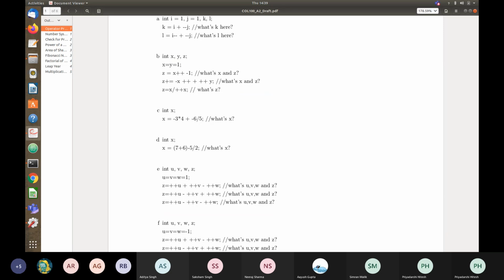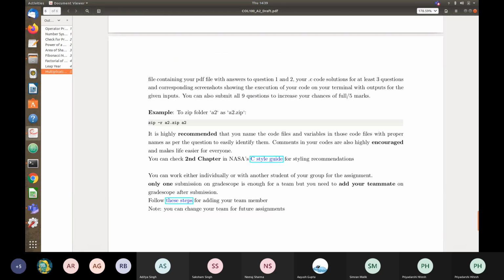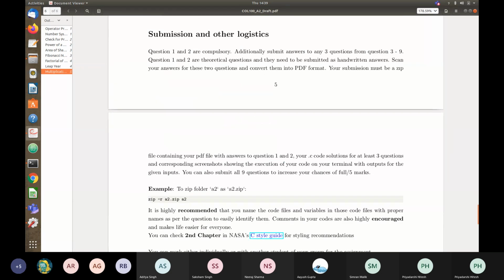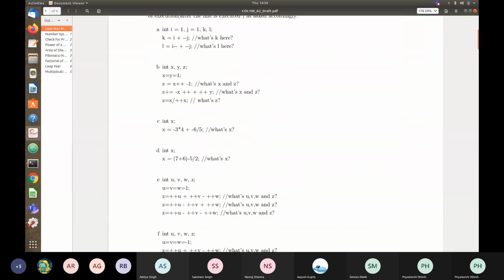What is the submission format for this question? No, they have to be handwritten answers. You can see the submission logistics. Scan your answer for this question and convert it into PDF format. So you have to write on paper only and then convert it into a PDF. That's how you will submit for the questions for which you don't have to write a program.